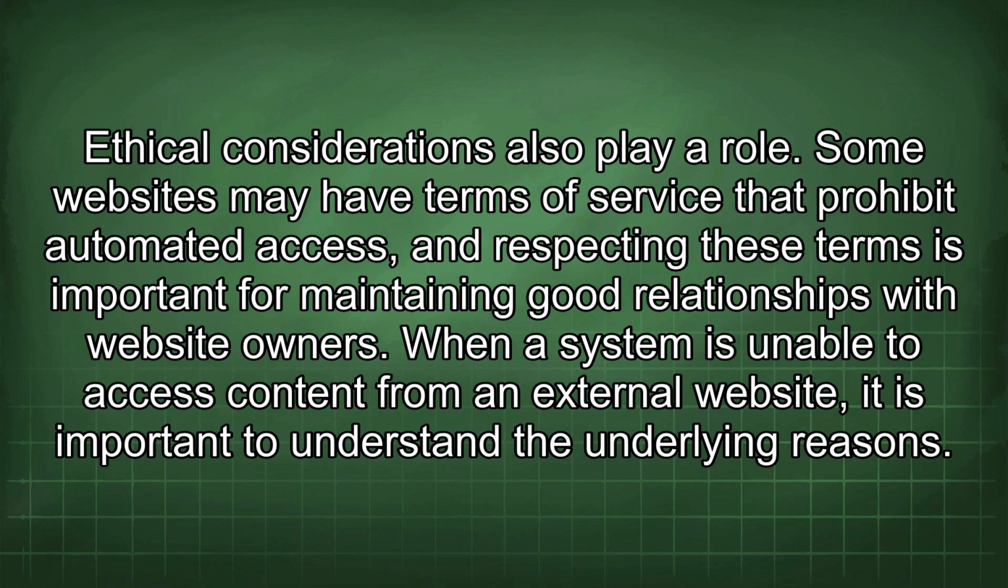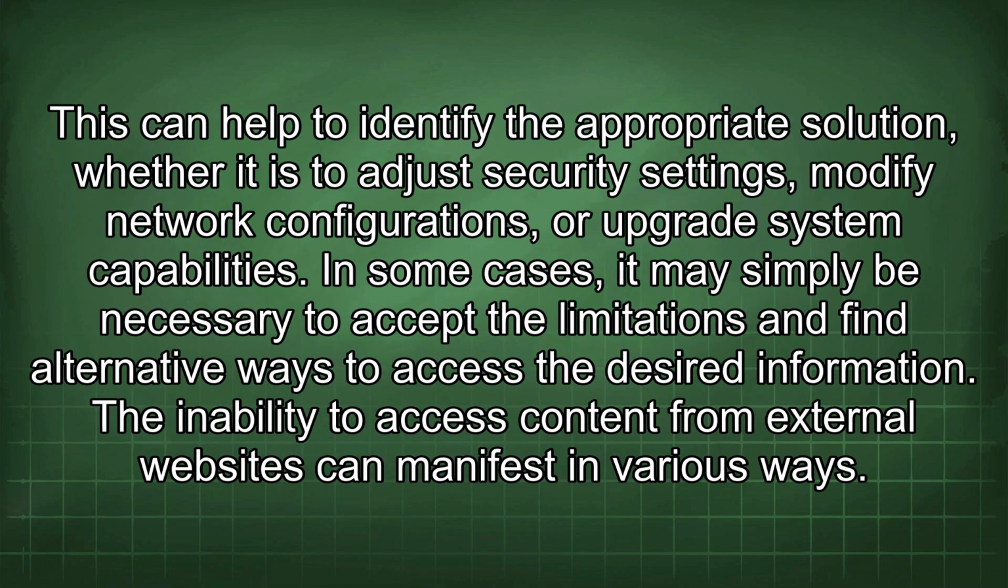When a system is unable to access content from an external website, it is important to understand the underlying reasons. This can help to identify the appropriate solution, whether it is to adjust security settings, modify network configurations, or upgrade system capabilities. In some cases, it may simply be necessary to accept the limitations and find alternative ways to access the desired information.